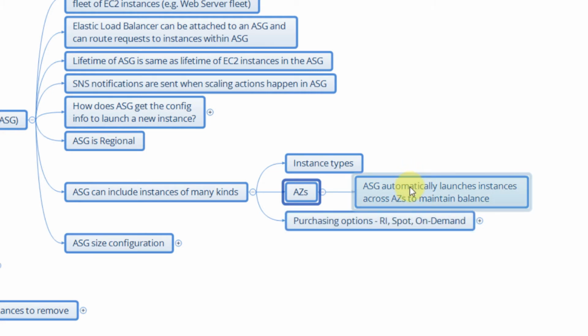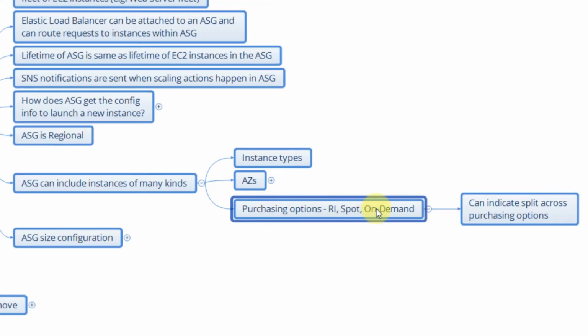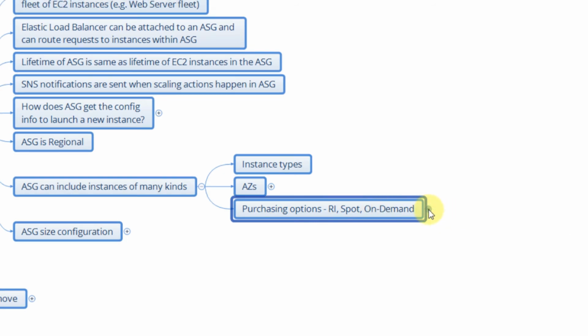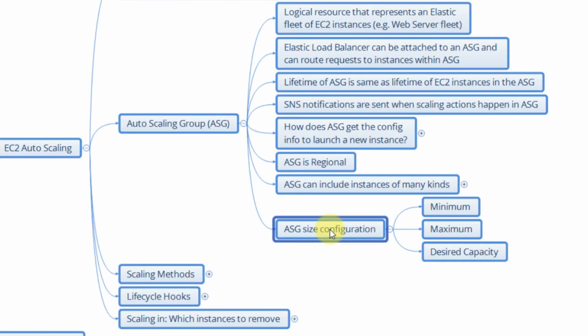Normally, an auto scaling group automatically launches instances across availability zones and tries to balance the instance counts across the availability zones. Now, in terms of purchasing options, you can specify the split across different purchasing options when you create the auto scaling group. Now, for an auto scaling group, the size of the instance pool can be configured with these parameters. So you can specify a minimum number of instances, maximum, and a desired goal in terms of capacity.